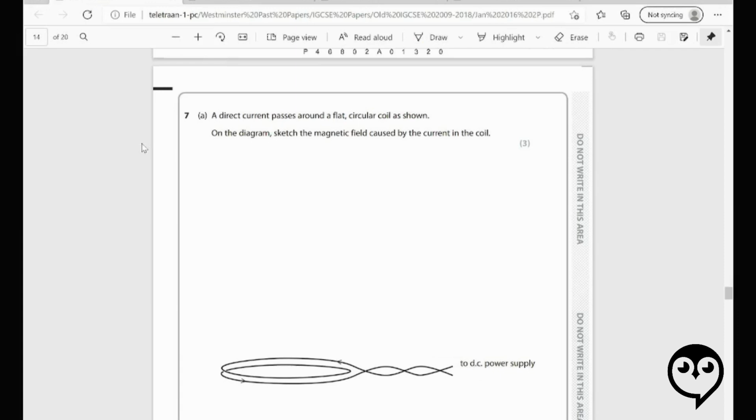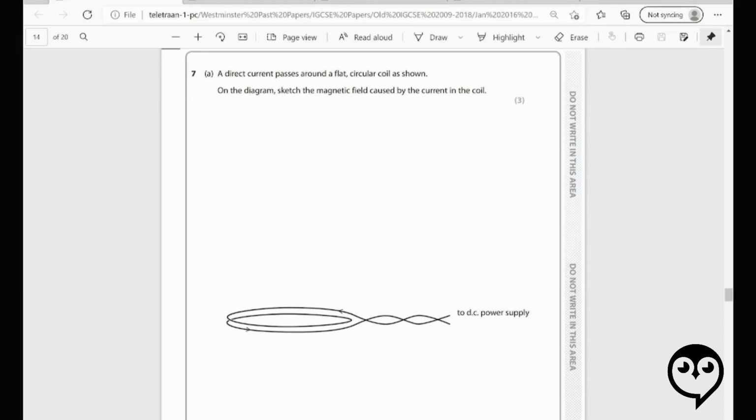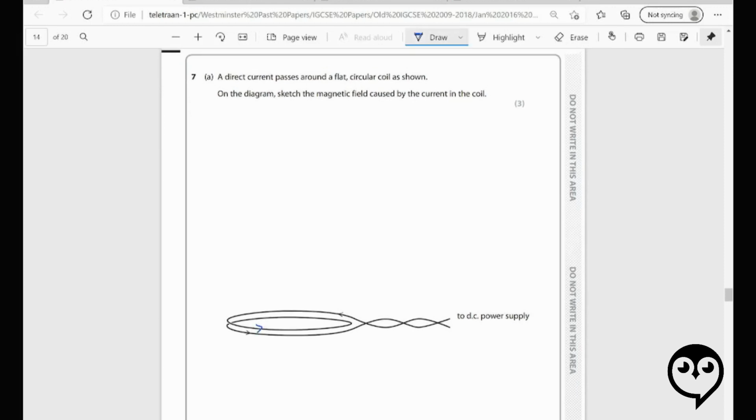Okay, got a January 2016 paper 2, again Edexcel. I remember giving this to my students a year or two ago, and this is an interesting type of question. So in the diagram, sketch the magnetic field caused by current in the coil. It looks to me like we've got current going over the front. So if I curl my fingers in the direction of those arrows, my thumb's going to point up. We're going to have a north pole up here. You want to try to draw it symmetrically. You could have lines coming, something like that.